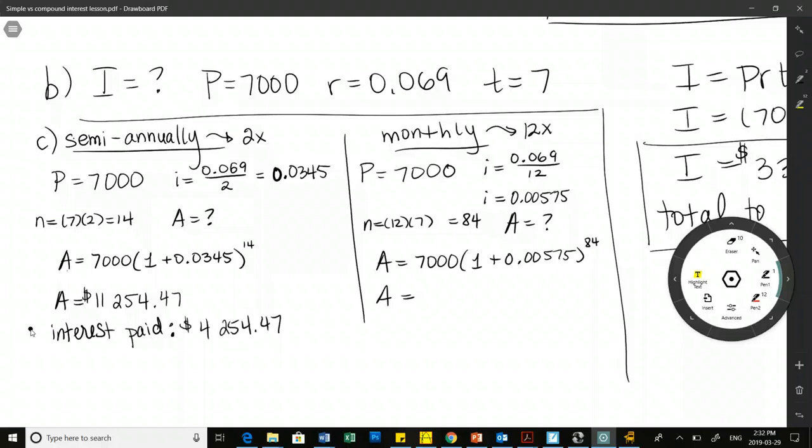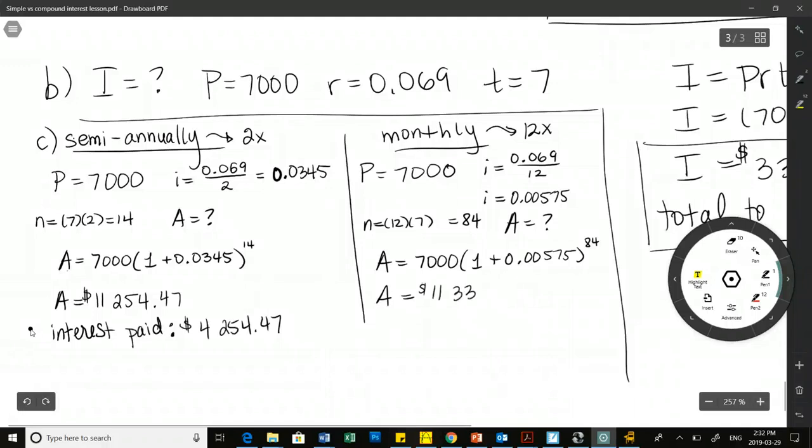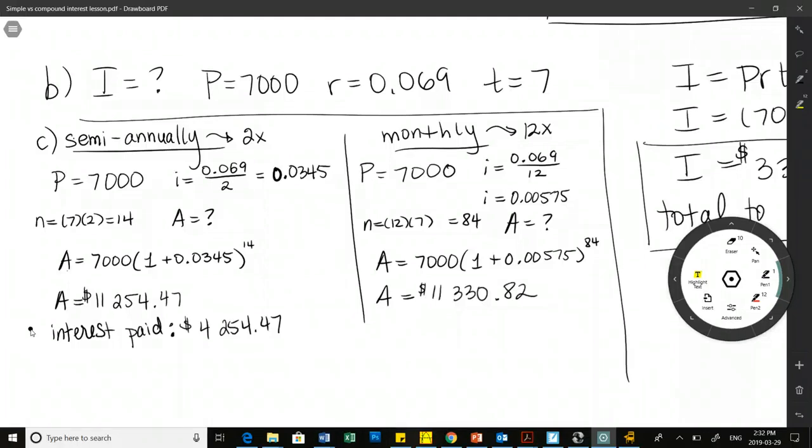Okay, has anybody calculated our second part for us here, the monthly part? No. Sebastian, what'd you get? Exactly? 82 cents? Okay. So how much interest did he pay in this scenario?